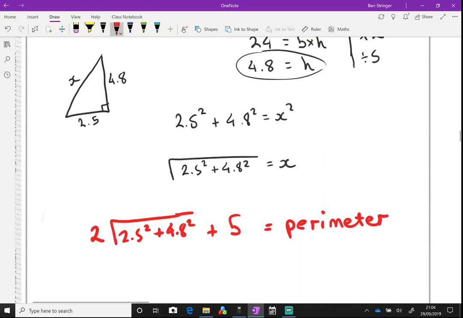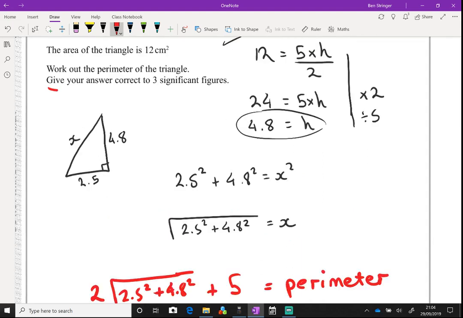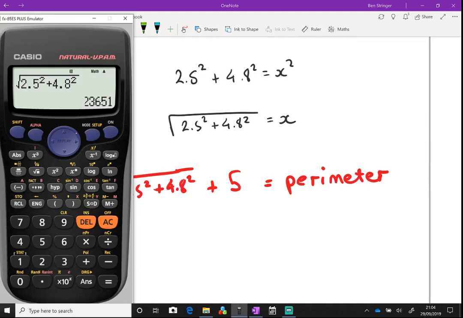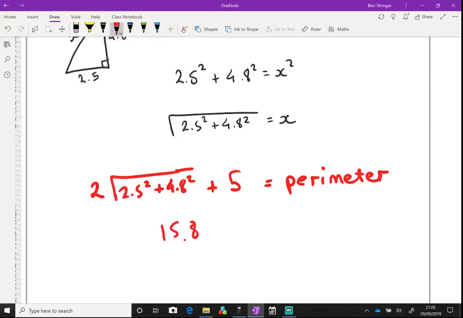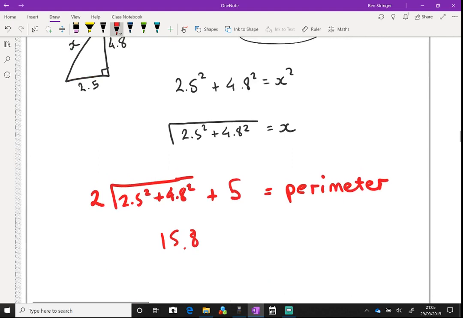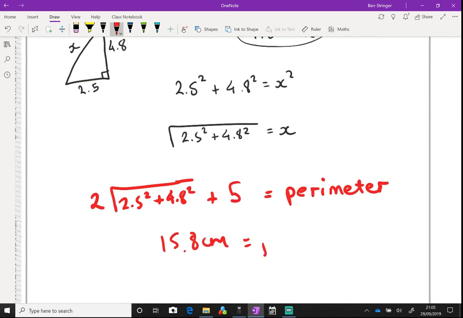Can we leave it like that? Oh, we can't, unfortunately. I wanted 3 significant figures. Fortunately, I've got this here. I'm just going to use the calculator. Already got it there. I want 2 lots of that, add 5. Notice this is not in the square root. Be careful. If that goes within the square root, that is going to mess things up. So 2 lots of x, add 5. We get 15.824043, but we just want it to 3 significant figures. There's the first, the second, the third. The 2 will keep the 8 the same. 15.8. I think it's in centimetres. Yep. It's the perimeter.